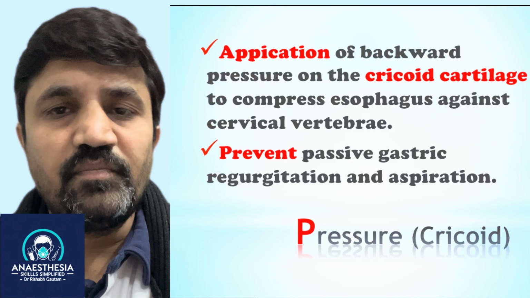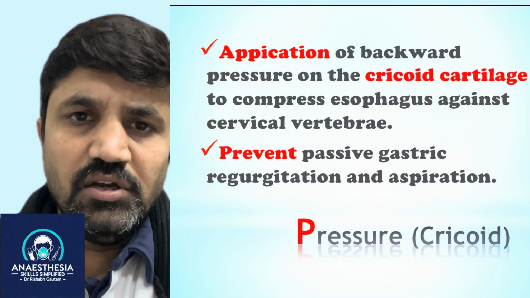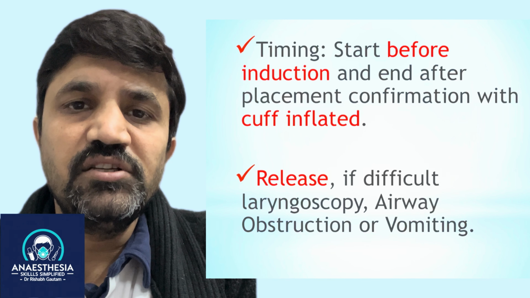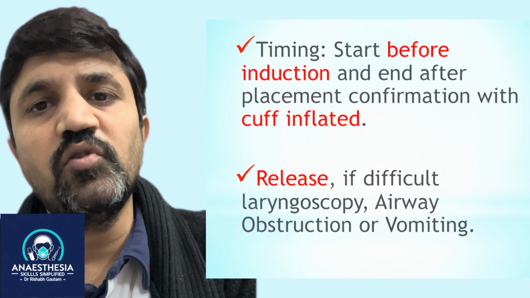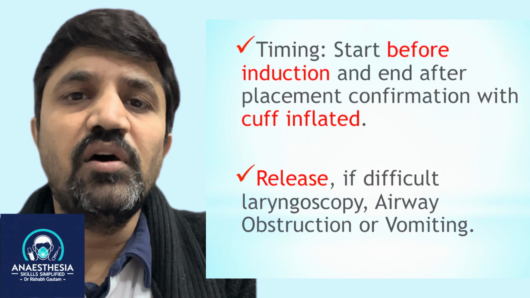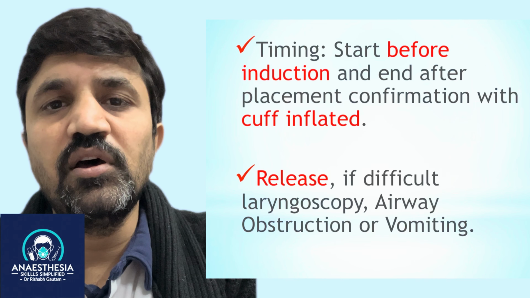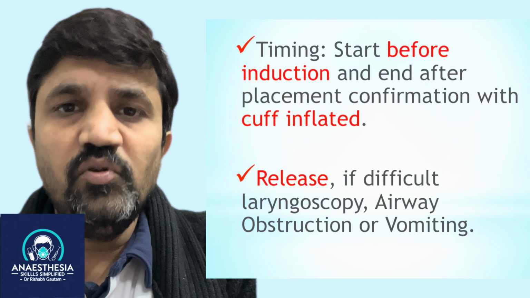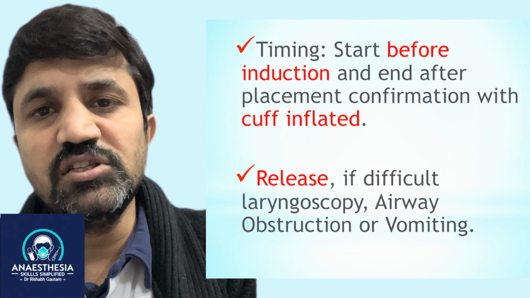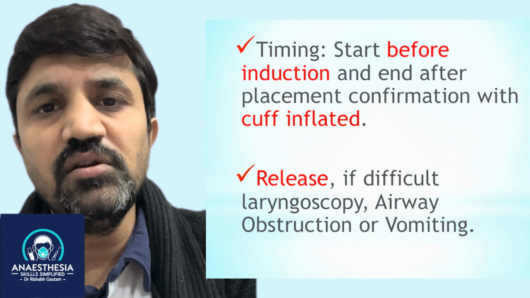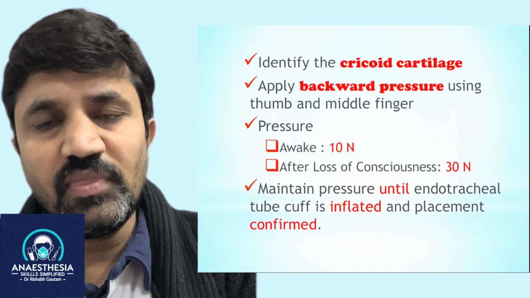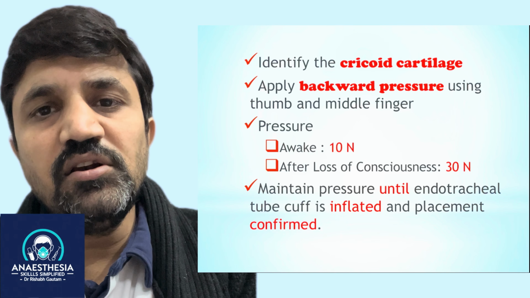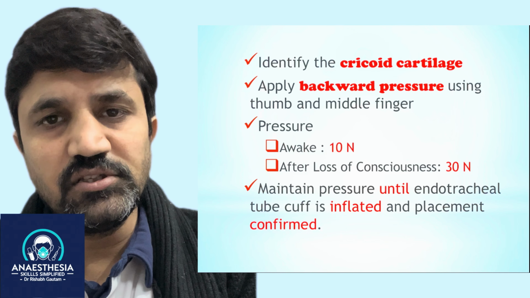Remember the timing and the pressure. The cricoid pressure should be started before the induction agent is given, that is, before loss of consciousness. We should identify the cricoid cartilage and put our hands, the thumb and the middle finger, over the cricoid cartilage. Before the patient loses consciousness, that means in the awake situation, give only 10 newtons pressure. And as soon as the patient loses consciousness, the pressure needs to be increased to 30 newtons.